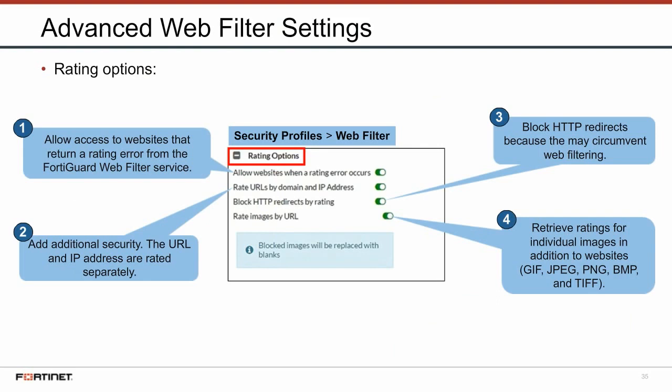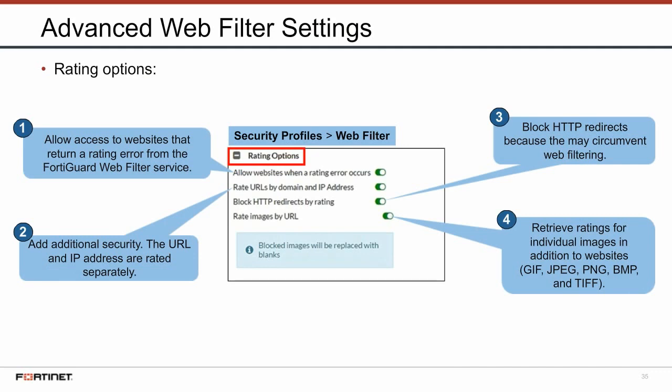You can use advanced web filtering settings to improve the web filter. The rating options are as follows. 1. If a rating error occurs from the FortiGuard web filter service, users will have full unfiltered access to all websites. 2. Rate URLs by domain and IP address.